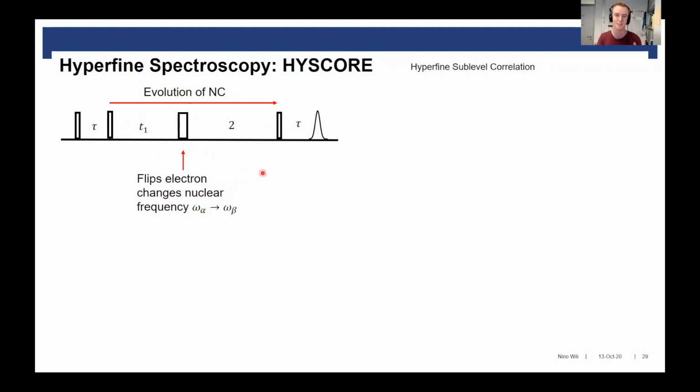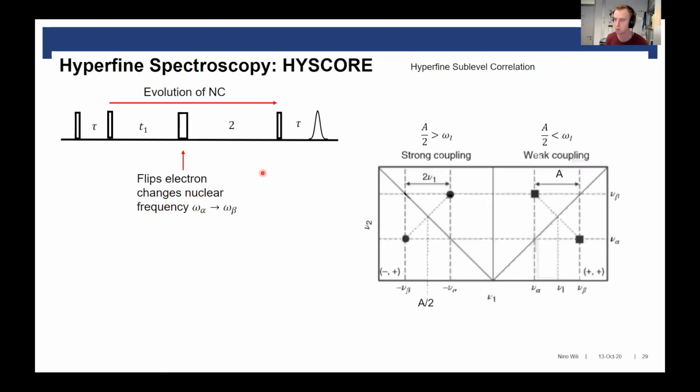If you have several peaks, it helps you strongly with assignment. So you get this 2D peak. And if your hyperfine coupling is much smaller than the Zeeman frequency of your nucleus, you're in this positive quadrant. And so you're centered around the nuclear Zeeman frequency, and the splitting is given by the coupling. It's also possible that the coupling is larger, and then actually it's in another quadrant, and it's split by 2 times the nuclear Zeeman frequency, and it's centered around half the hyperfine coupling.